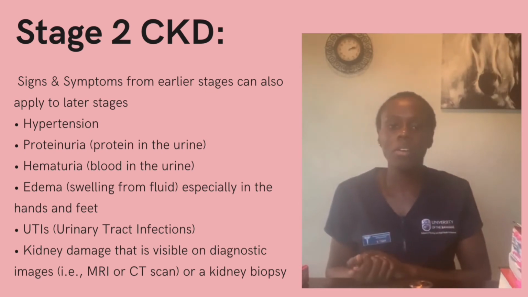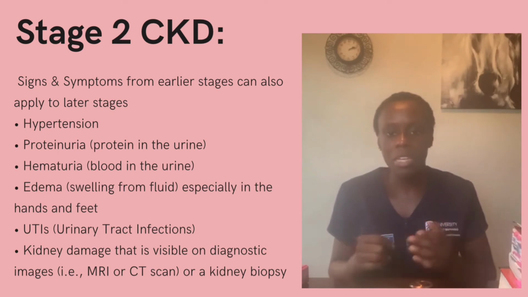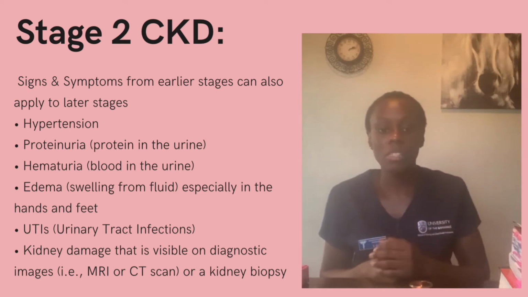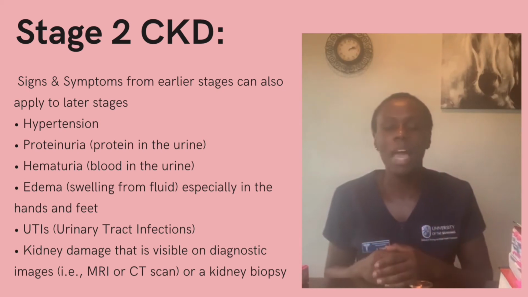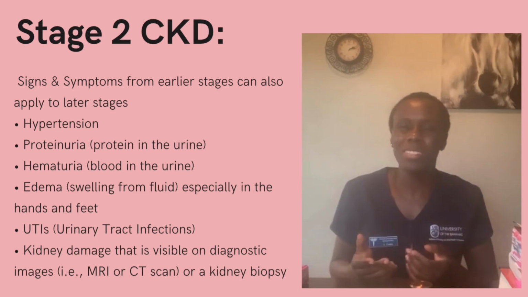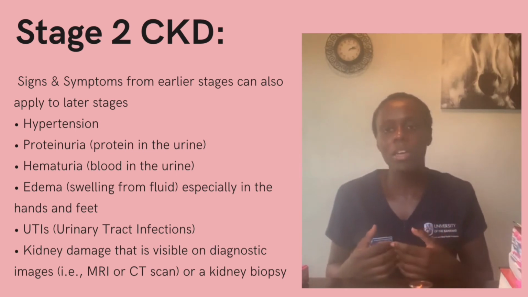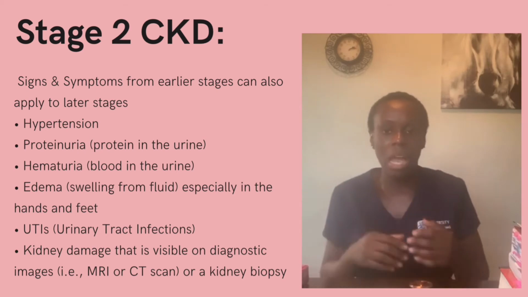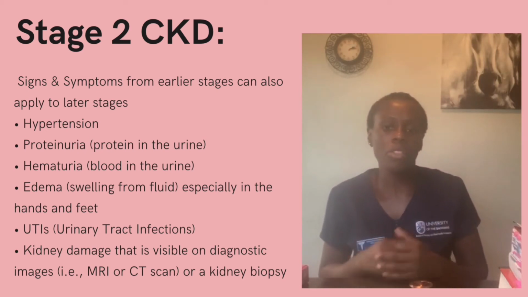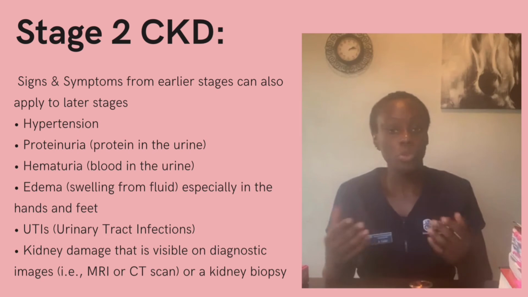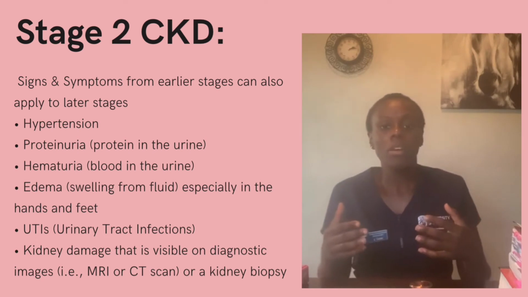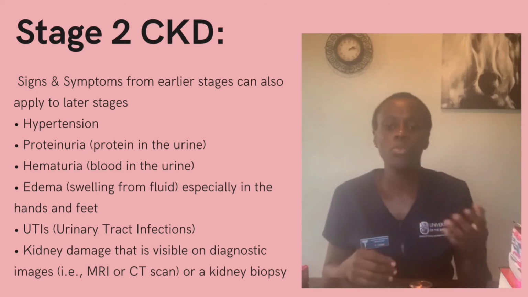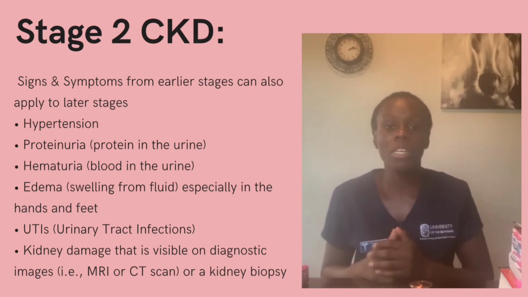UTIs are another sign and symptom of stage 2 CKD, along with kidney disease that is visible on diagnostic tests. Diagnostic tests such as a CT scan or MRI can show how the kidneys are progressing and kidney damage. You may be able to see that on these scans. Also, kidney biopsy is another way to tell if you have stage 2 chronic kidney disease. You should be able to find something when performing a kidney biopsy.